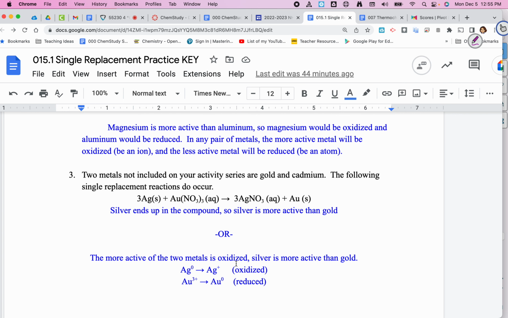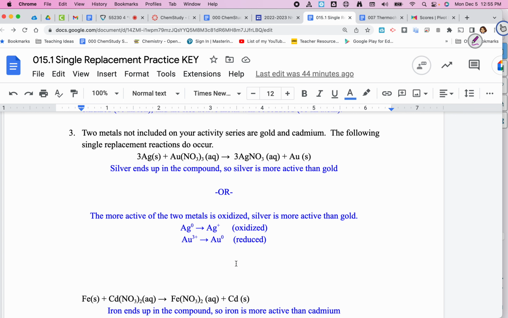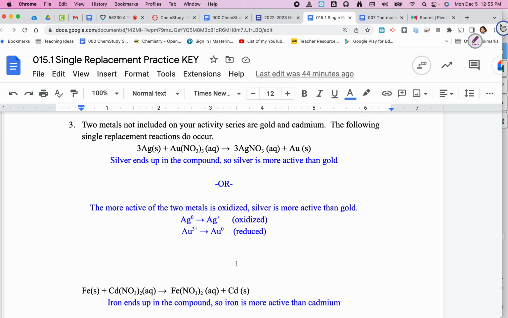In number 3, we're trying to add some things to our activity series. So we're given some reactions, and we're told that these things do occur. So this is a reaction where silver is able to push gold out of the compound, and silver gets the date. If silver can steal gold's date, that means that silver is more of a stud than gold, and so gold must end up at the bottom of the activity series. Gold is chemistry's ultimate dud.